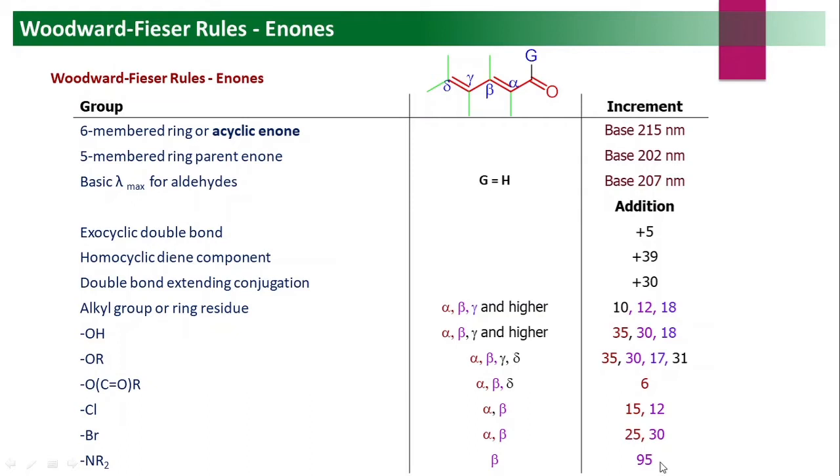So in this way, we have to choose a particular base value, the basic lambda max, for the particular system. For a 6-membered or acyclic enone, 250 nanometers. If a 5-membered ketone is there, then 202 nanometers. If an aldehyde is there, then the base value is 207 nanometers. And these are the additives. So these values you should remember, because we have to add these values while calculating the lambda max for the particular compound.